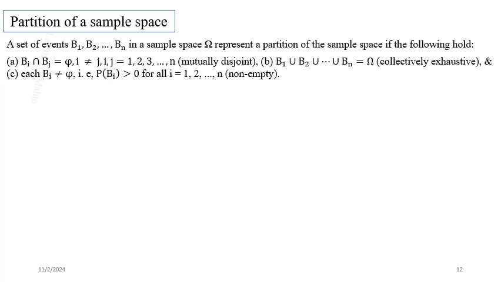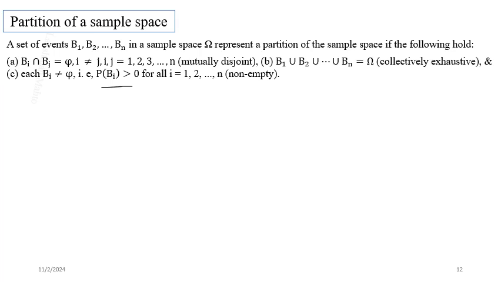The third condition is that each partition member happens to be a possible member. That means each bi is a non-empty event, each bi is not equal to phi. What does it mean? If bi is not equal to phi, it contains some outcome. That means its probability is greater than 0 and less than 1. So each bi is, simply, a possible event.